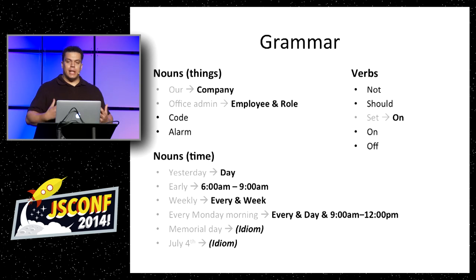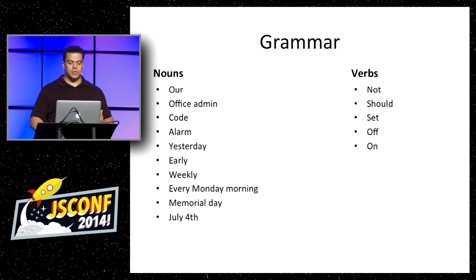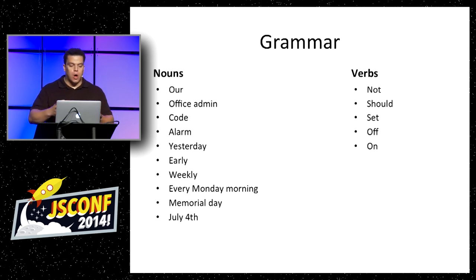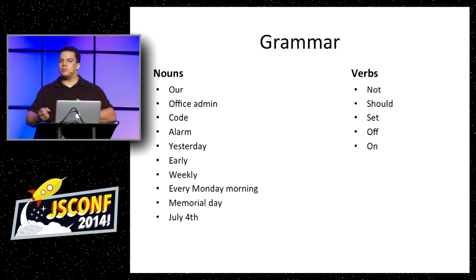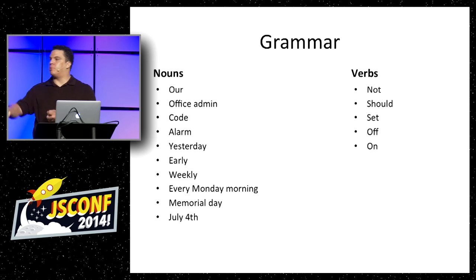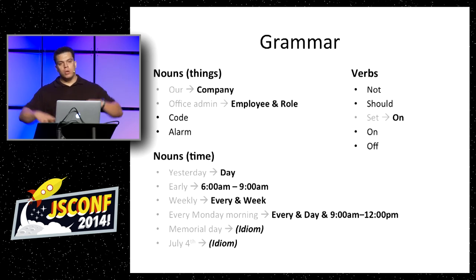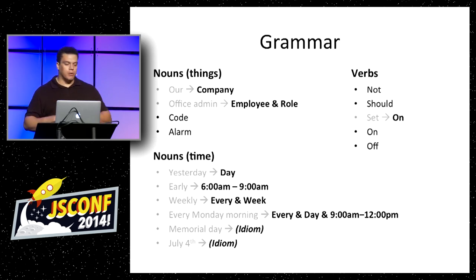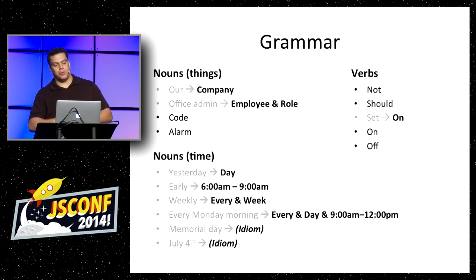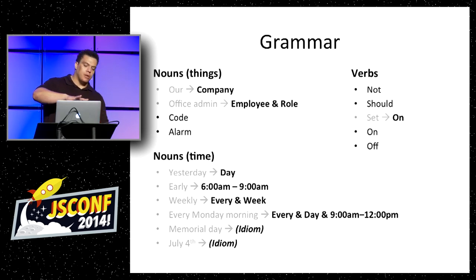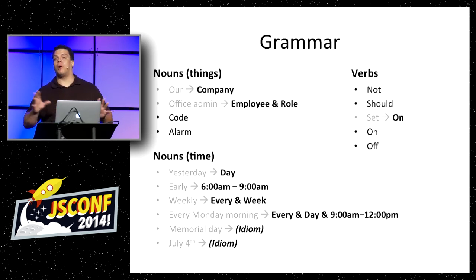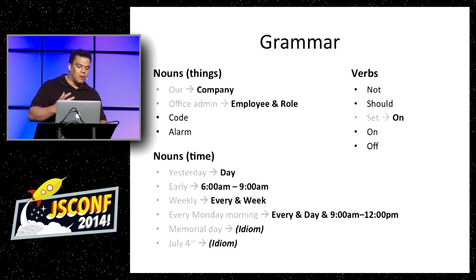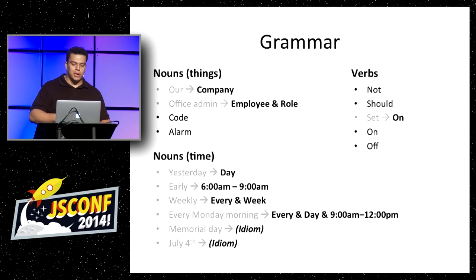We're going to go ahead and clean up that grammar. We'll just flip back to that for a second. So we have nouns like hour, office admin, code, alarm, yesterday, early, weekly. This is the raw material from which you're going to pull your grammar out of. So now that we have this, we're going to start to dig in and apply some common sense to it. So it seems that we have things and then we have time. So I'm going to make some edits here, or rather, Paul is going to make some edits here. Our really means company. Office admin really means employee and role, et cetera.